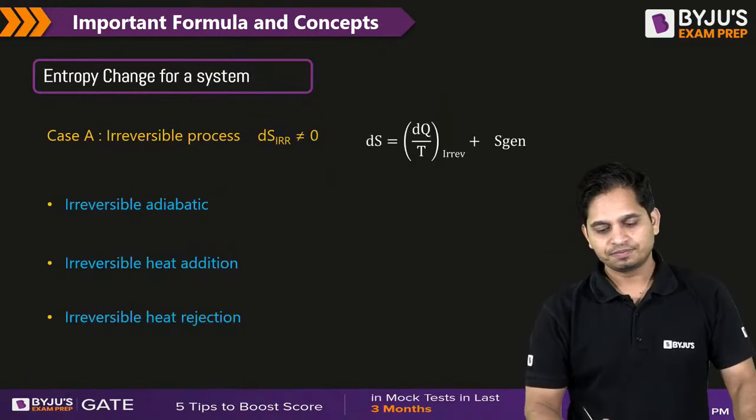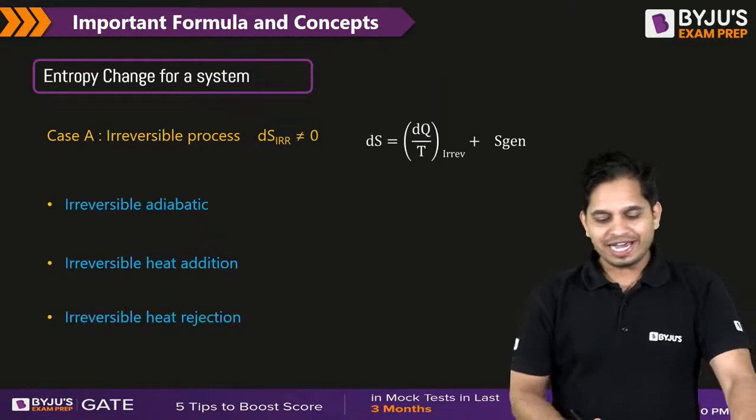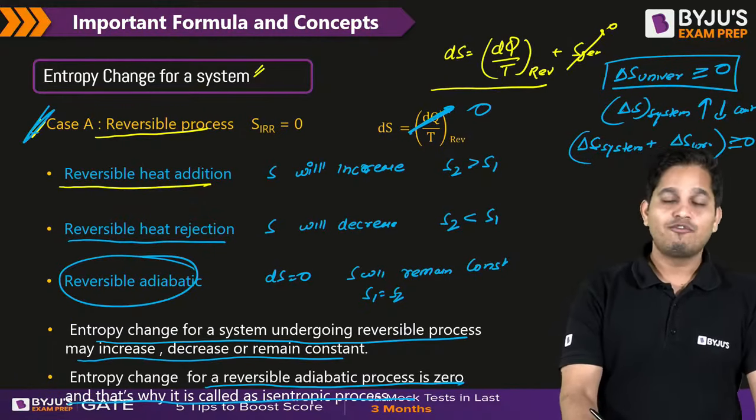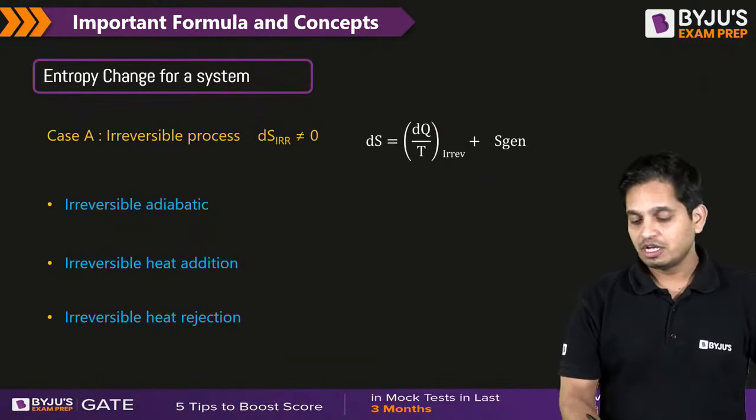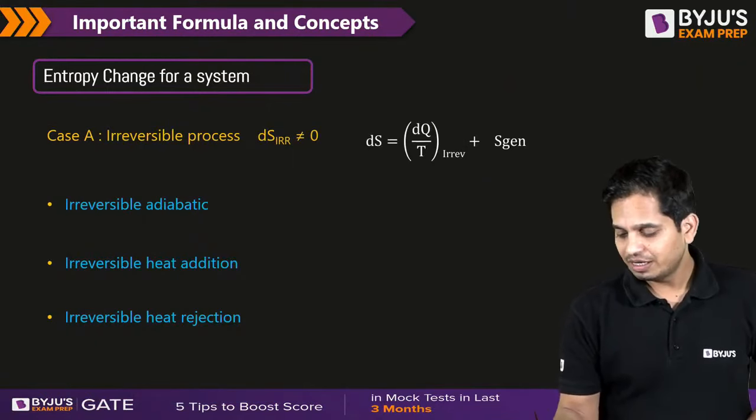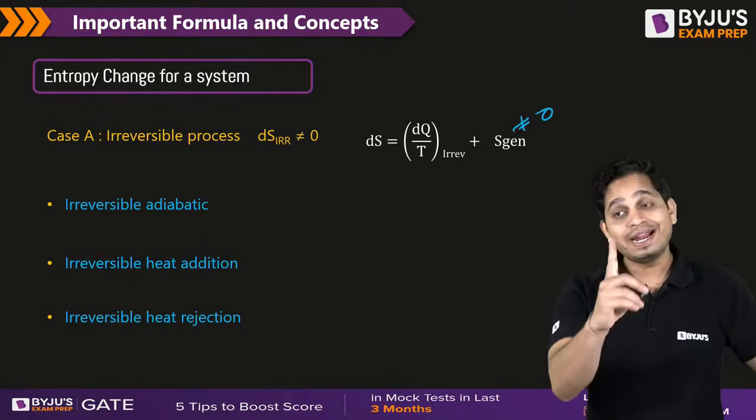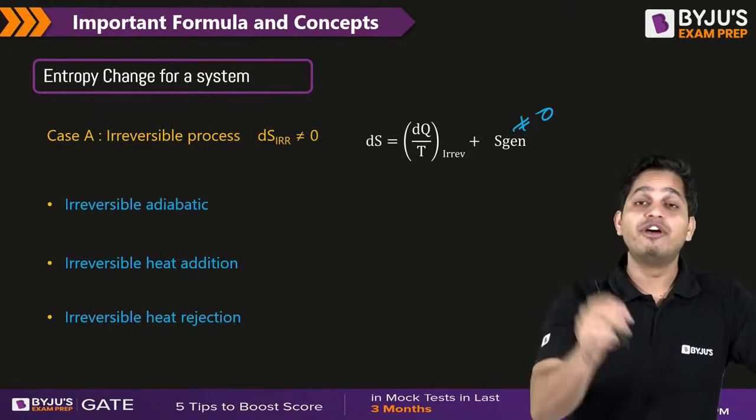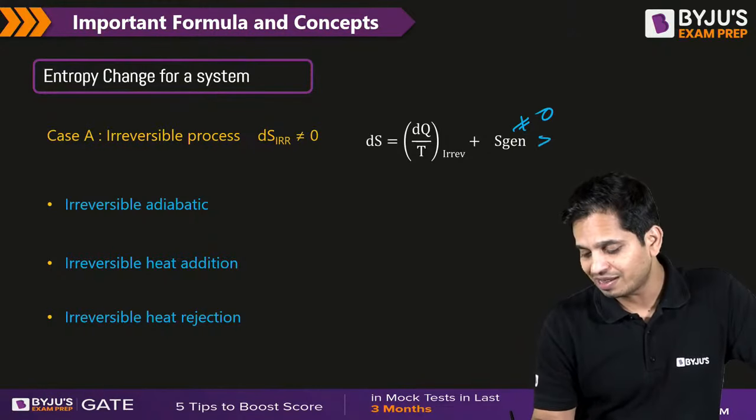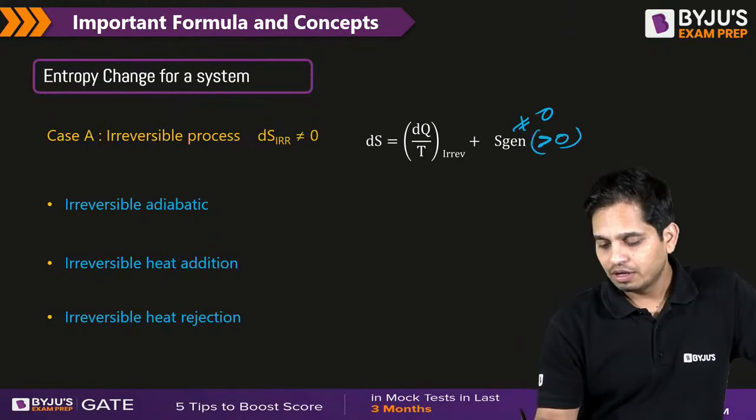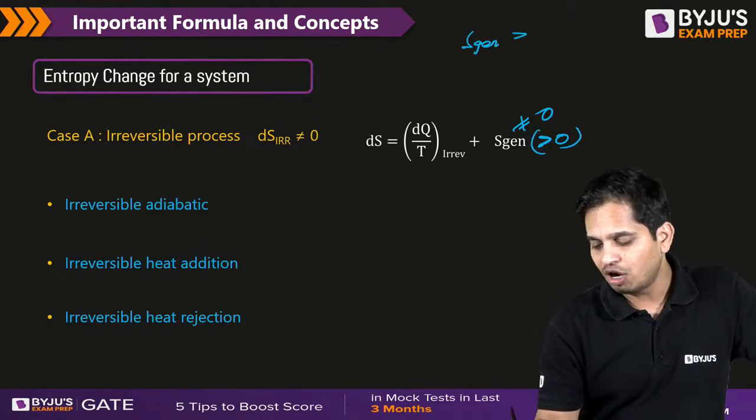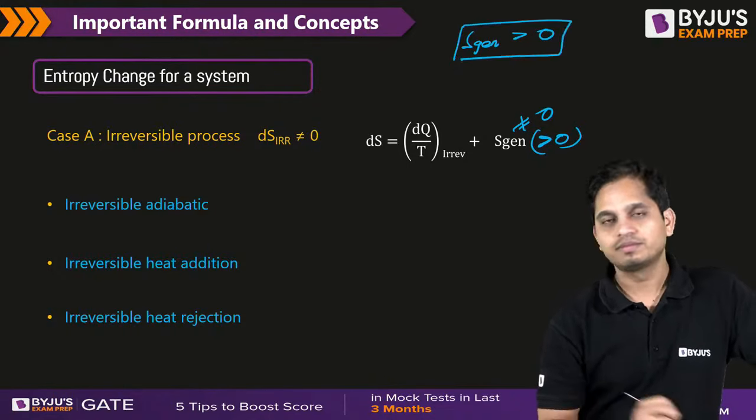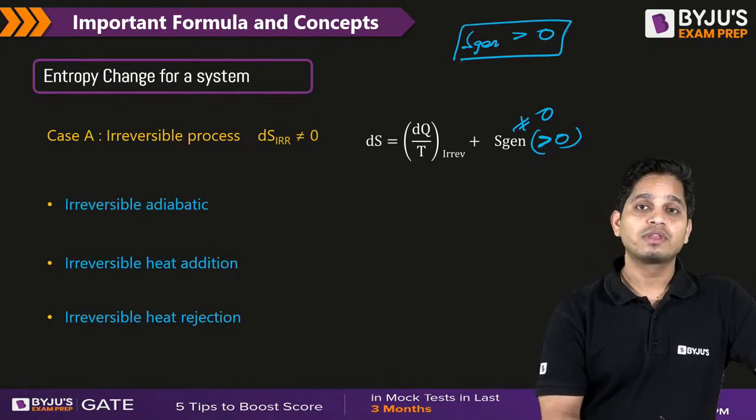Okay, chalo. So that was the case of a reversible process. What happens in an irreversible process? In an irreversible process, dS is not equal to 0, and entropy generation is a positive value. It is always greater than or equal to 0. Entropy generation is always greater than or equal to 0. It is a positive value.